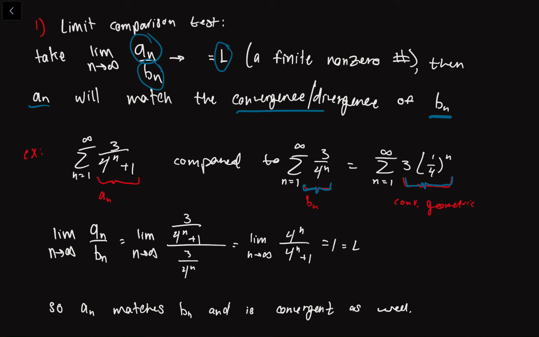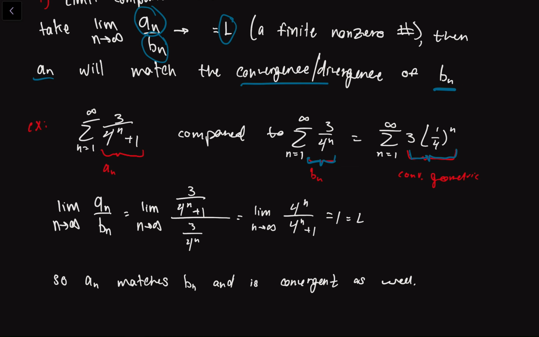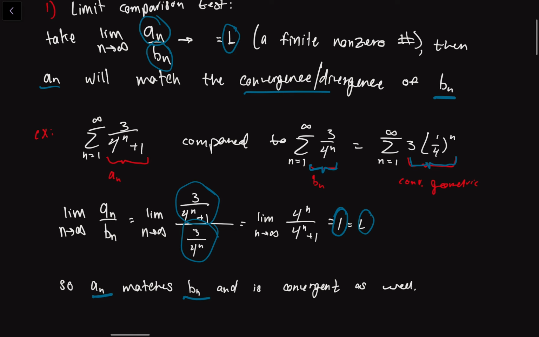So what we can do is take the ratio of the sequence we have over the sequence we know to converge, and because that ratio is 1, which is a finite non-zero number, a sub n will match the b sub n. It will match the convergence of b sub n. So the limit test is pretty useful.